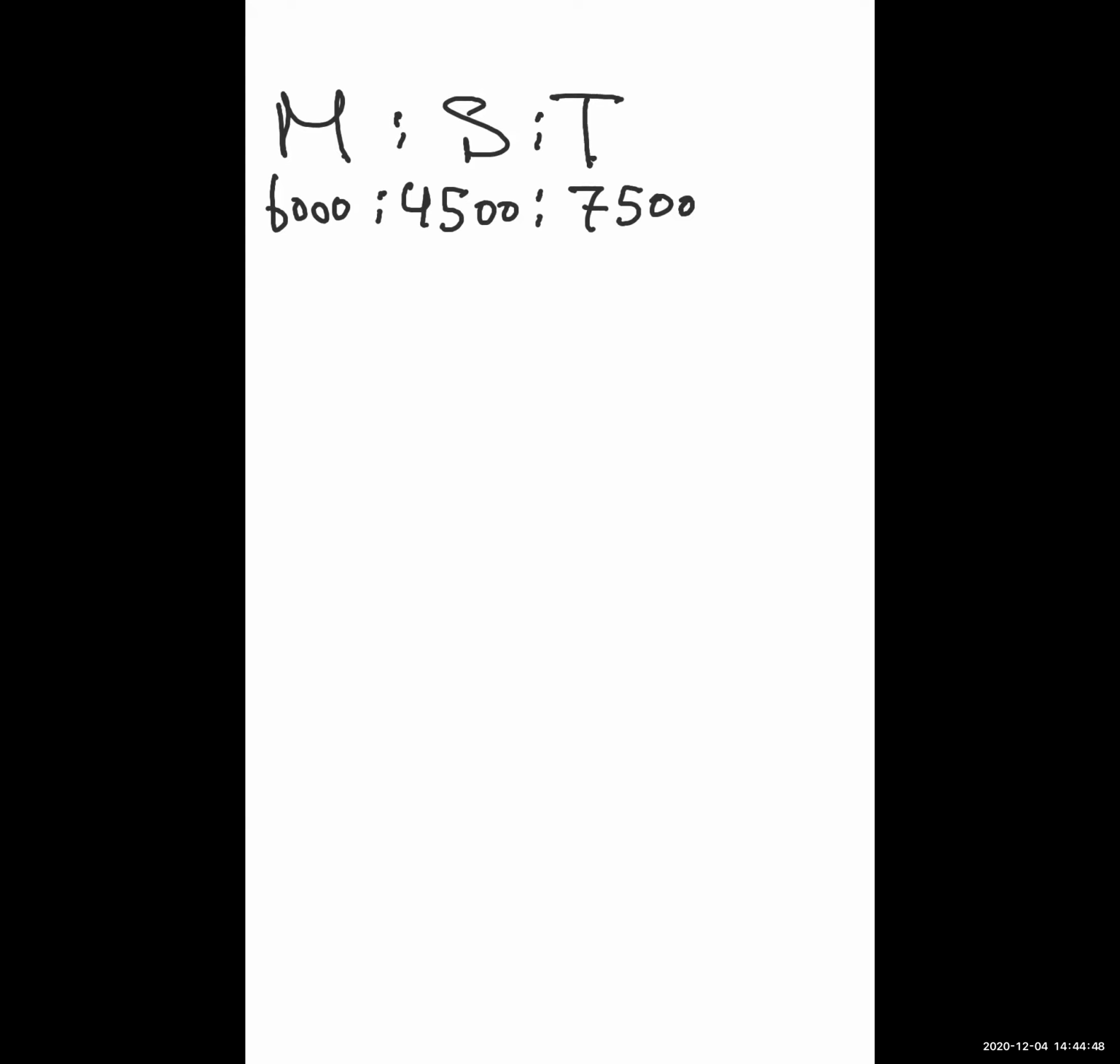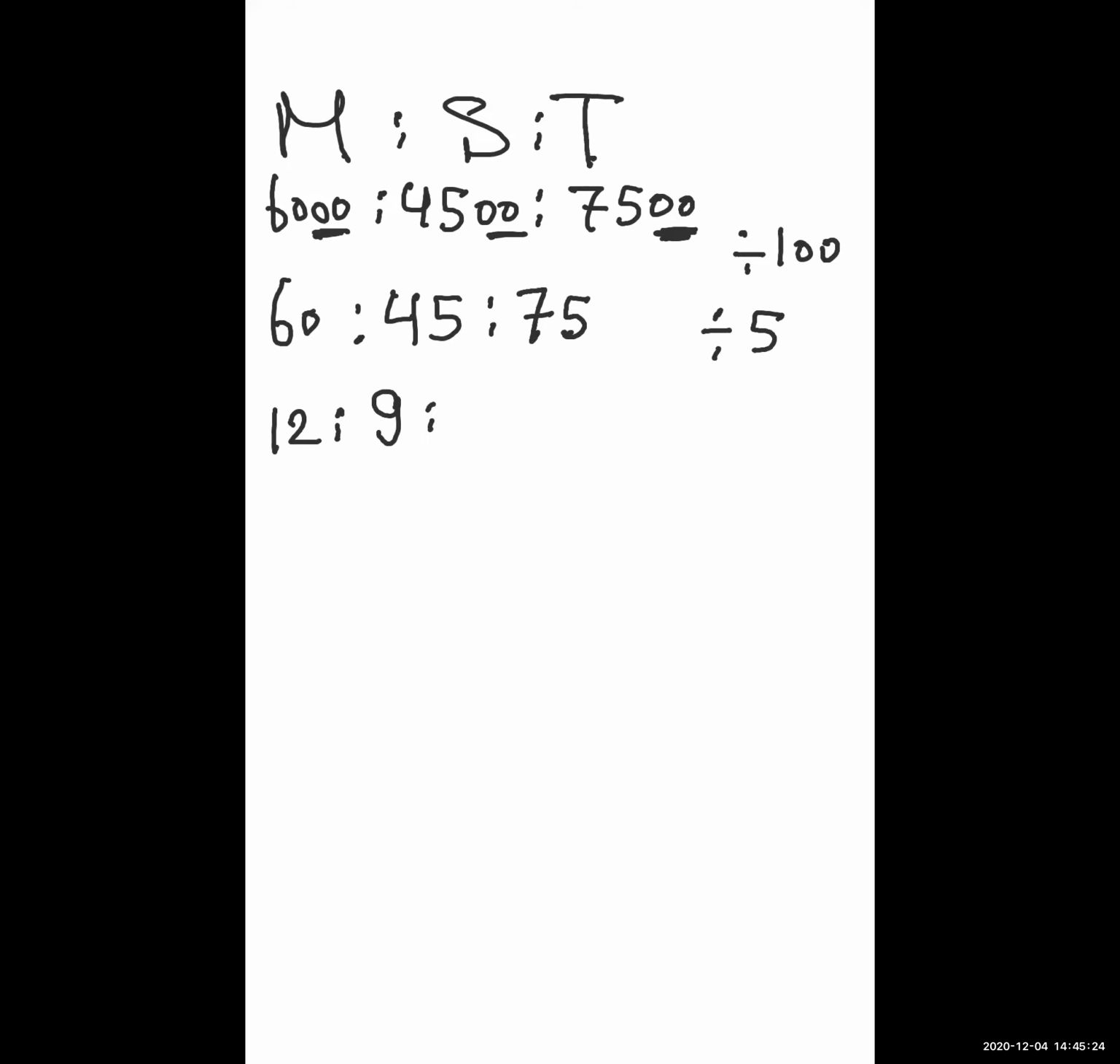Before I add the sum or anything, I have to simplify. So here double zero, and also double zero, then I can divide it by 100 to simplify it. Now it will become 60 to 45 to 75. Also I can simplify it more. I will divide it by 5. So 12 to 9 to 15.